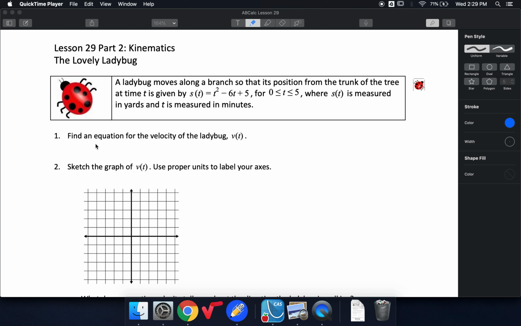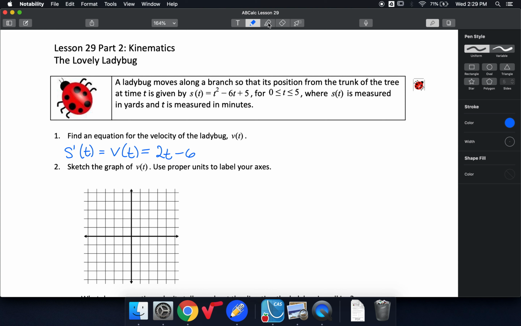So the first thing I'm asked to do is find an equation for the velocity of our ladybug. Well, we know velocity is going to be the rate of change of position. So that's going to be s prime of position to give me velocity. It's a nice easy polynomial. So 2t minus 6 is going to be my velocity graph.